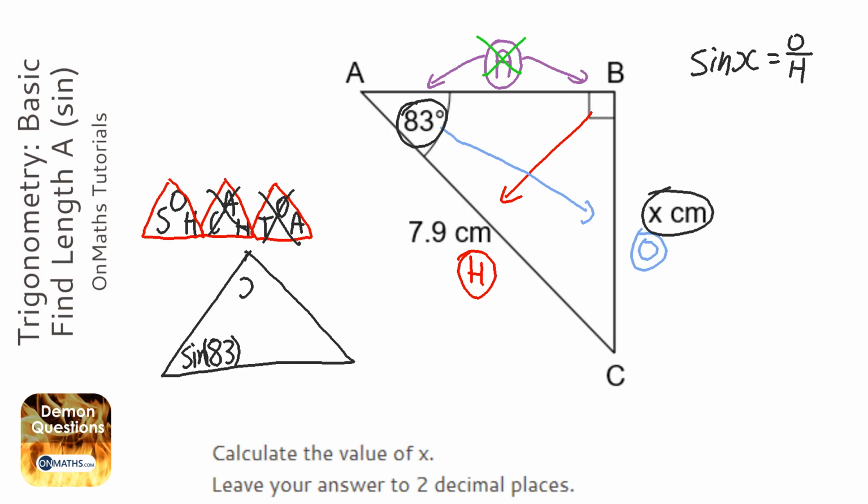Now the O, the opposite, on our diagram is labelled with an X. So we're going to substitute in the X. So I'm just copying down the same triangle as over here, but I'm just going to substitute in the values. The H, the hypotenuse, is 7.9.